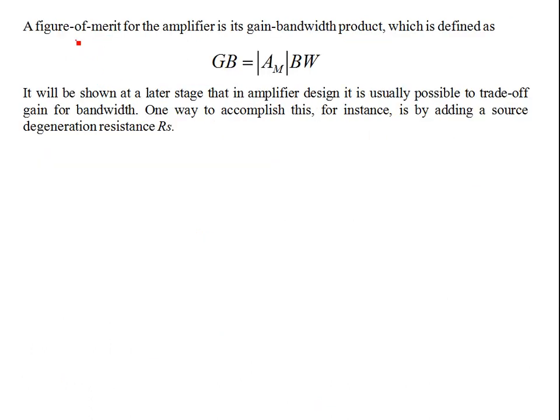A figure of merit usually used for the amplifier is the gain bandwidth product, which is defined as the multiplication of the magnitude of the midband gain and the bandwidth. It will be shown at a later stage that in amplifier design, you can usually trade off the gain or bandwidth.